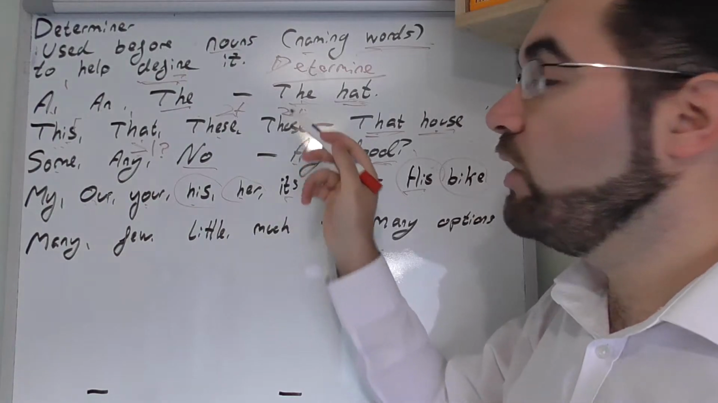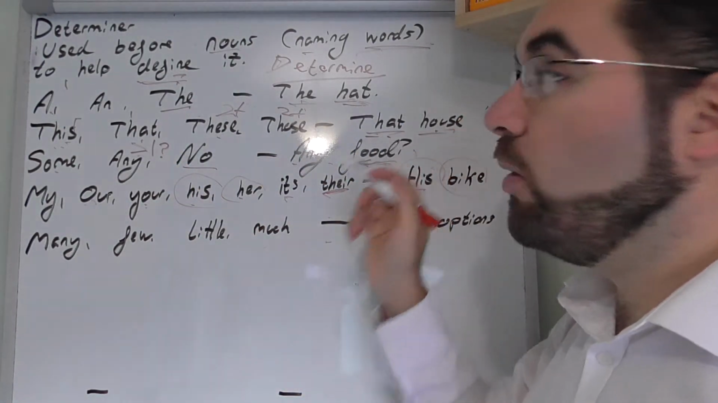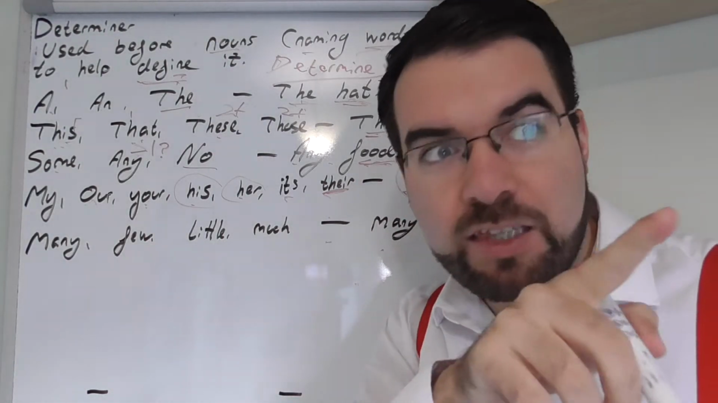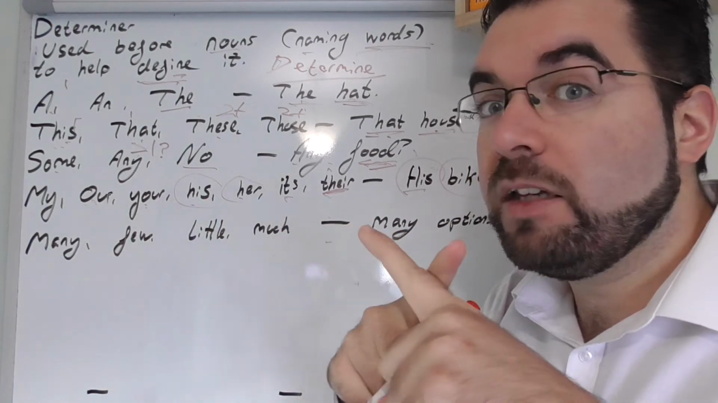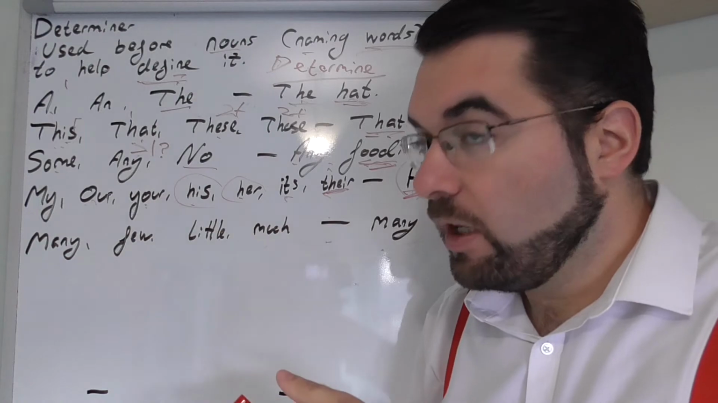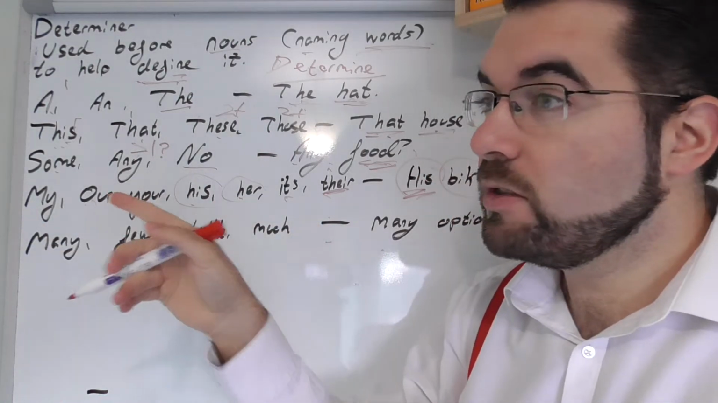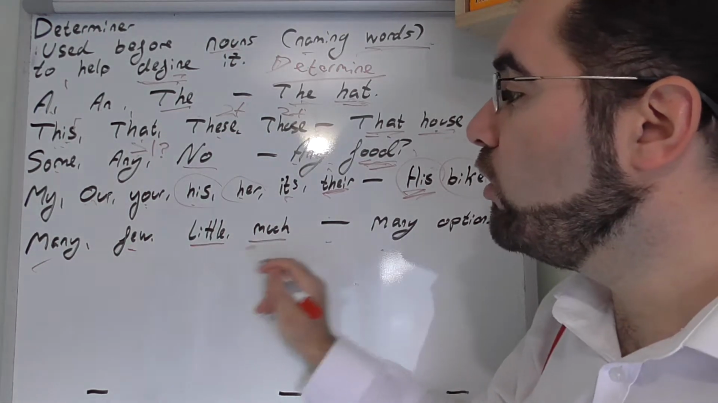The hat, not a hat, the hat. I have the hat with me, or that house. Which house is it? That one. Any food at all? There is no food here. His bike. This bike belongs to him. This bike is his, not hers. Then we have many, few, little or much.